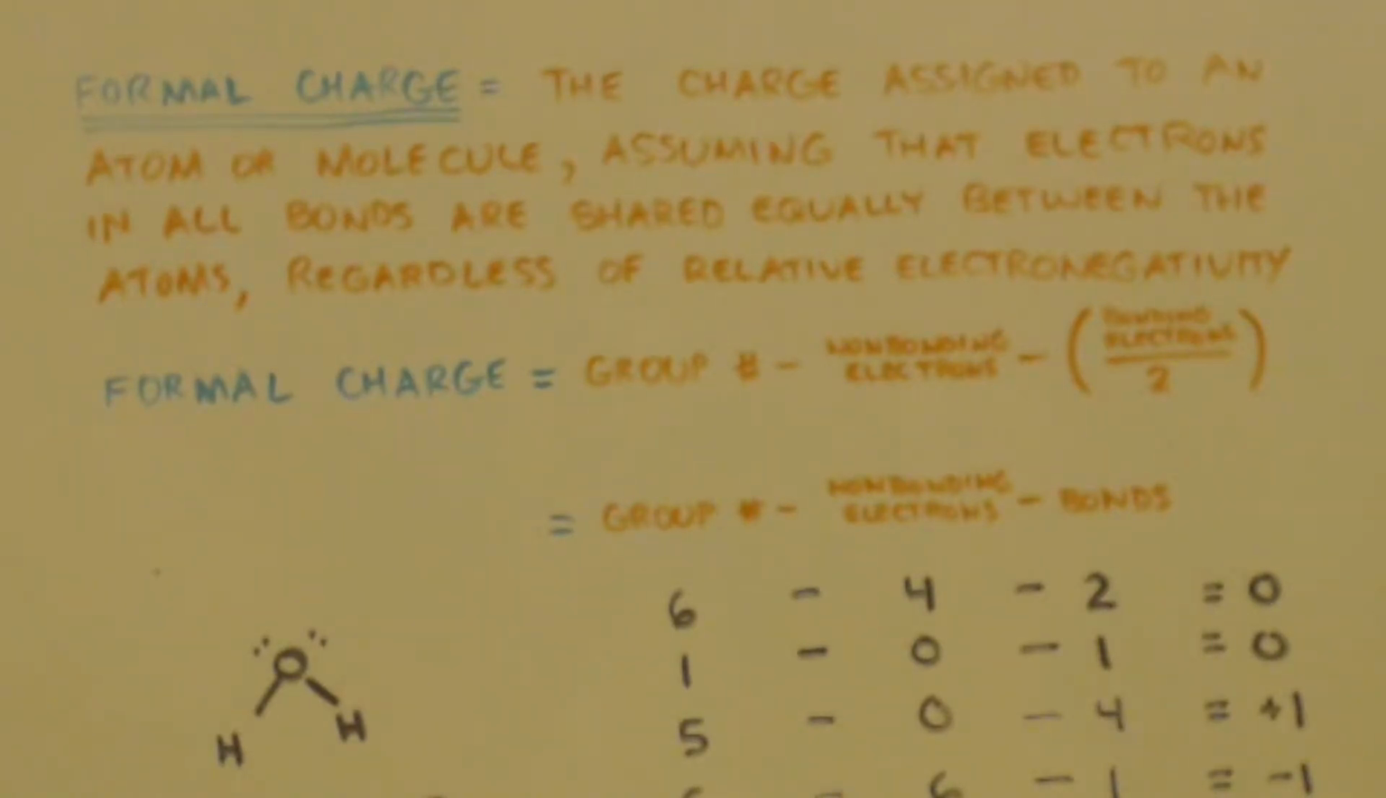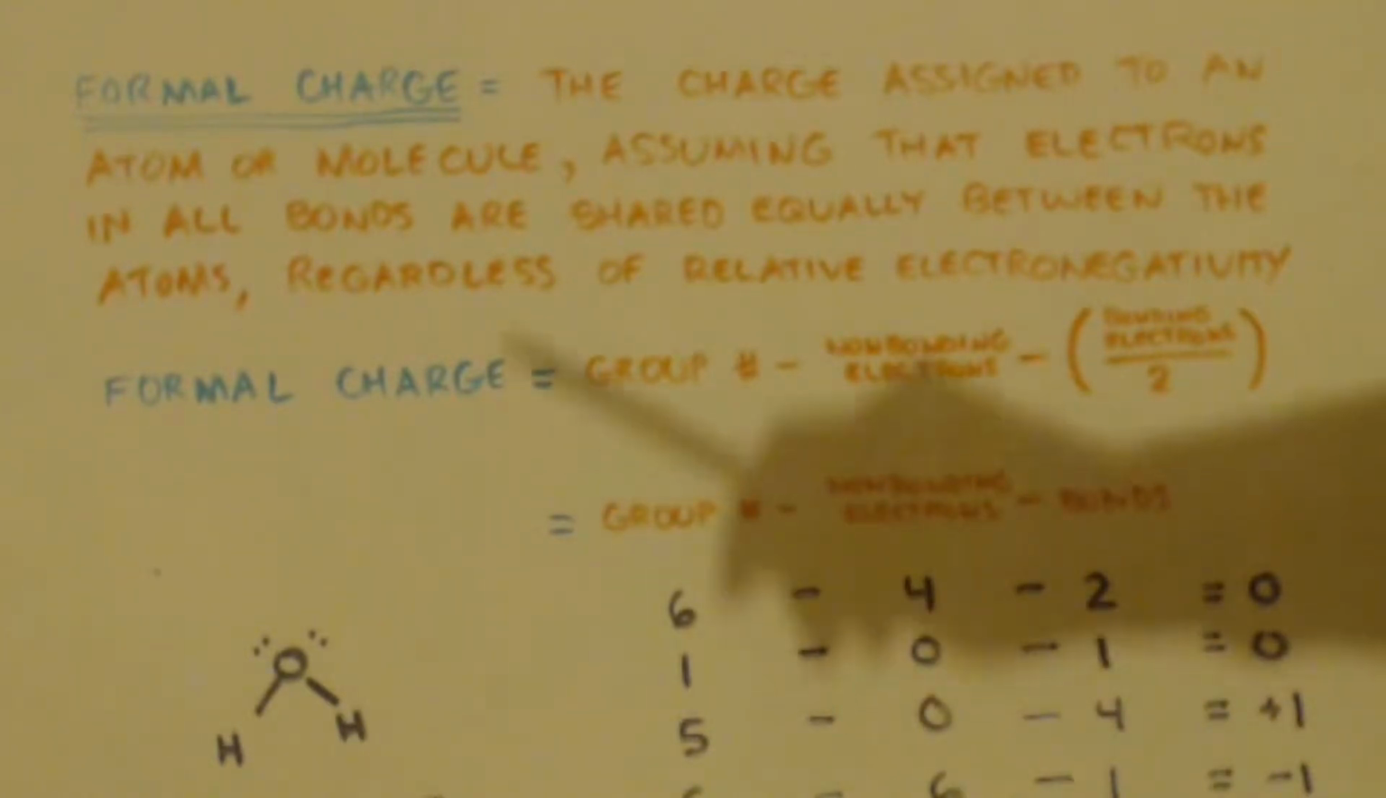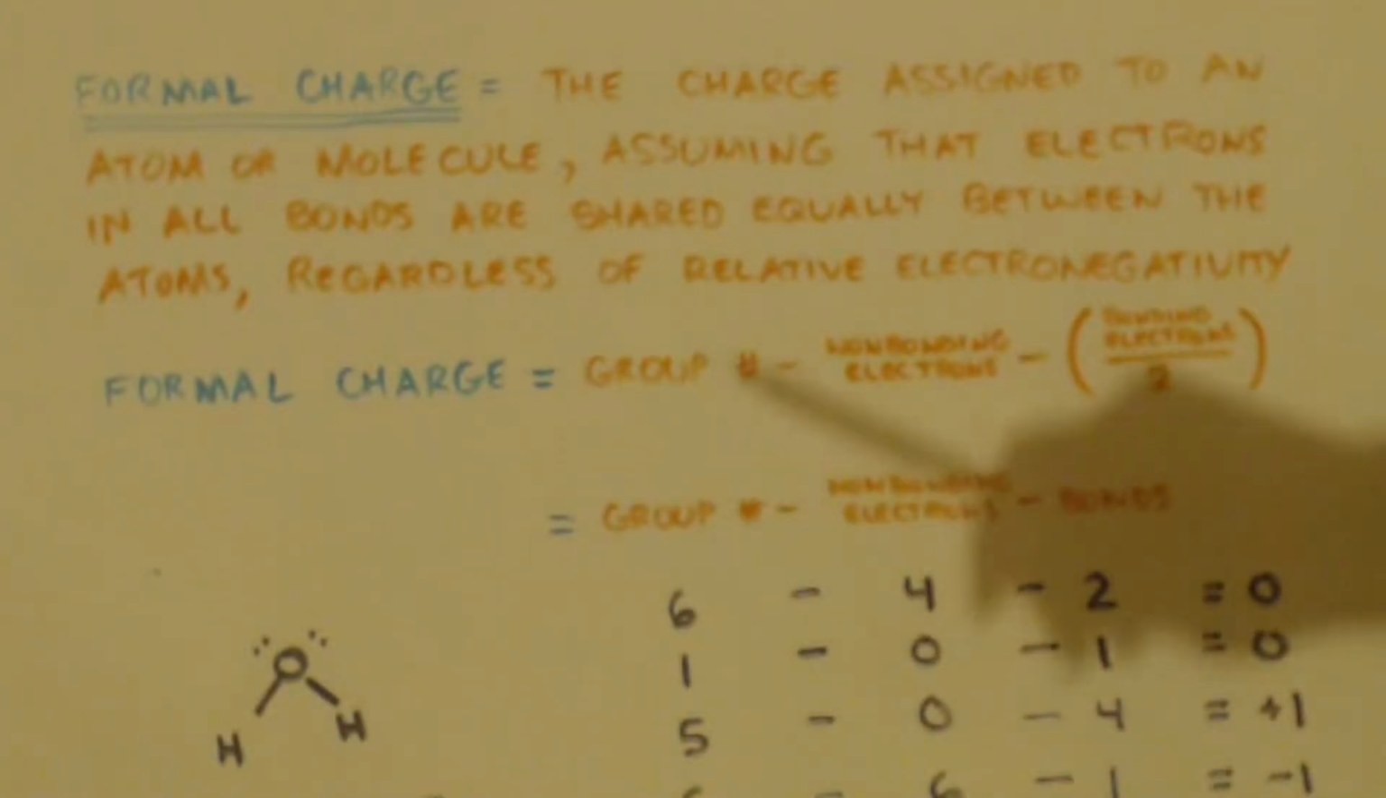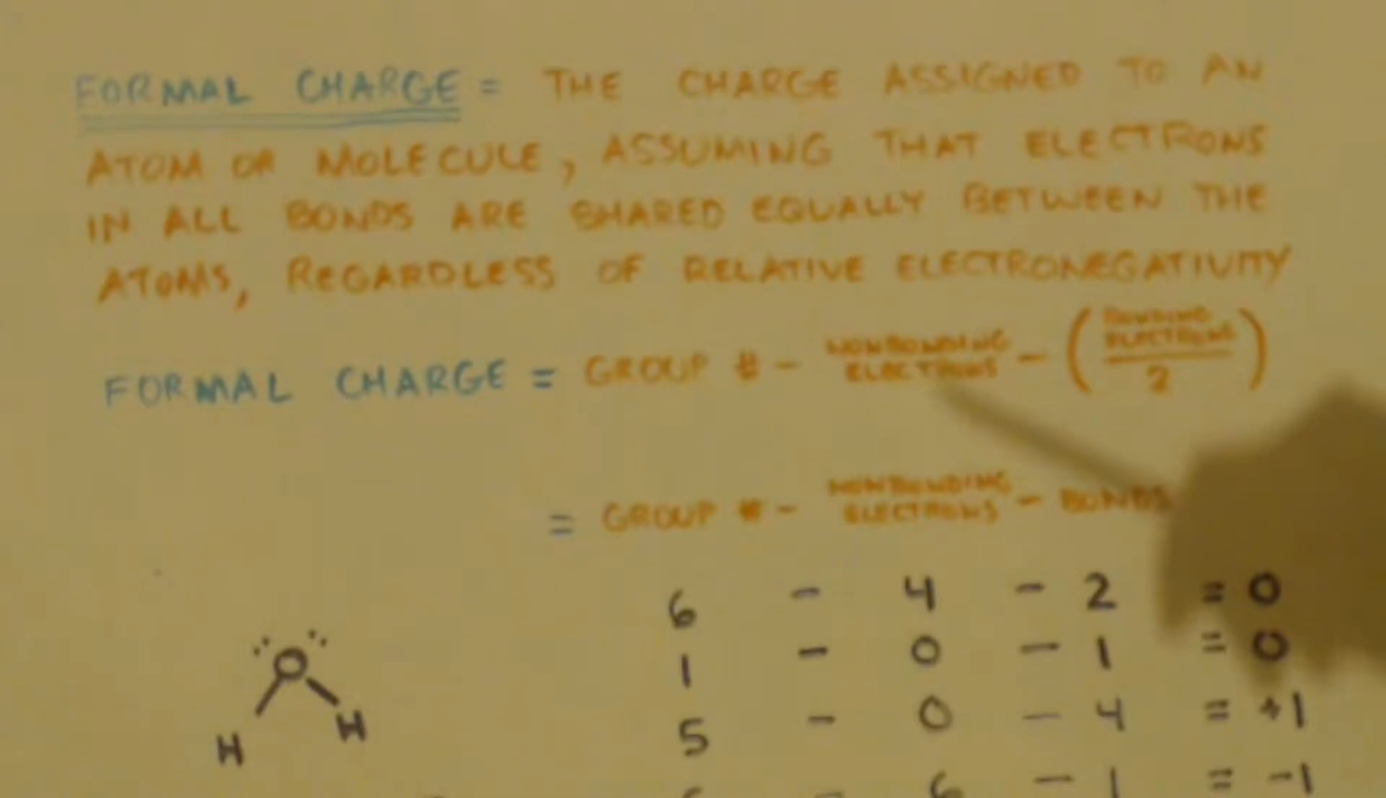First, let's define formal charge. It's the charge assigned to any atom or molecule, assuming that the electrons in all the bonds are shared equally between those two atoms, right? And regardless of relative electronegativity. But here's the formula. Formal charge equals group number minus non-bonding electrons minus bonding electrons divided by 2.